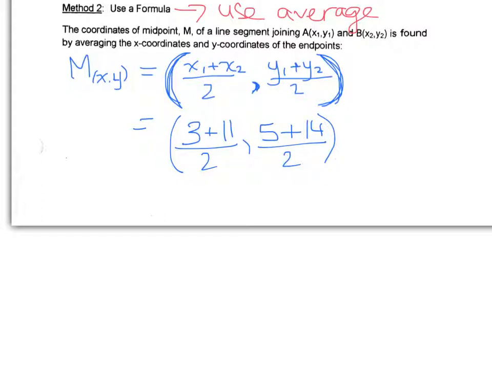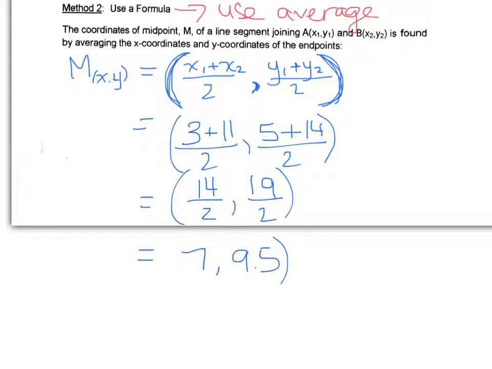So if we're going to add those 2 numbers together, we get 14 over 2 and 19 over 2. So our final answer for our midpoint would be (7, 9.5). And it's a capital M, coordinates of the midpoint. Sometimes we also see this, the capital M with midpoint of line segment AB. Just make sure that your M is a capital to distinguish from slope.